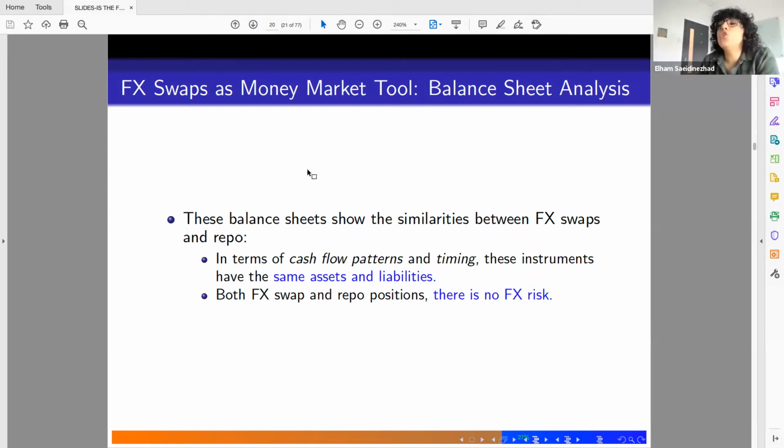These balance sheets are showing us that there are similarities between foreign exchange swaps and the repo. In terms of the cash flows and the timing of the cash flows, these two instruments have similar assets and liabilities. In both cases, both for the FX swap and repo, when the investor decides to raise US dollars, the investor is not exposed to foreign exchange risk.